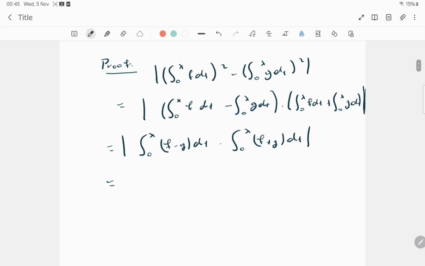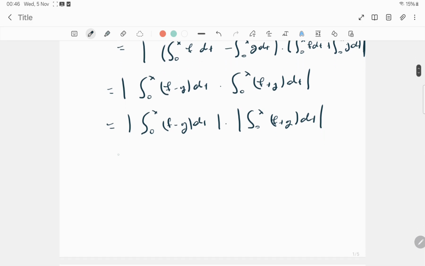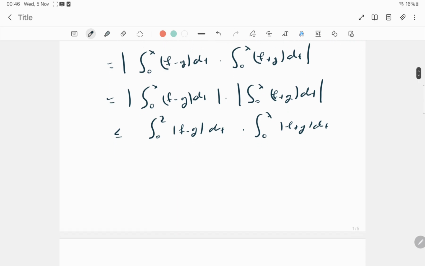We can break the absolute value into the product of two absolute values. Integral 0 to x of f minus g dt times the integral 0 to x of f plus g dt. So we can bound this. It's going to be the integral from 0 to x of f minus g dt in modulus times the integral from 0 to x of f plus g dt, absolute value of that.